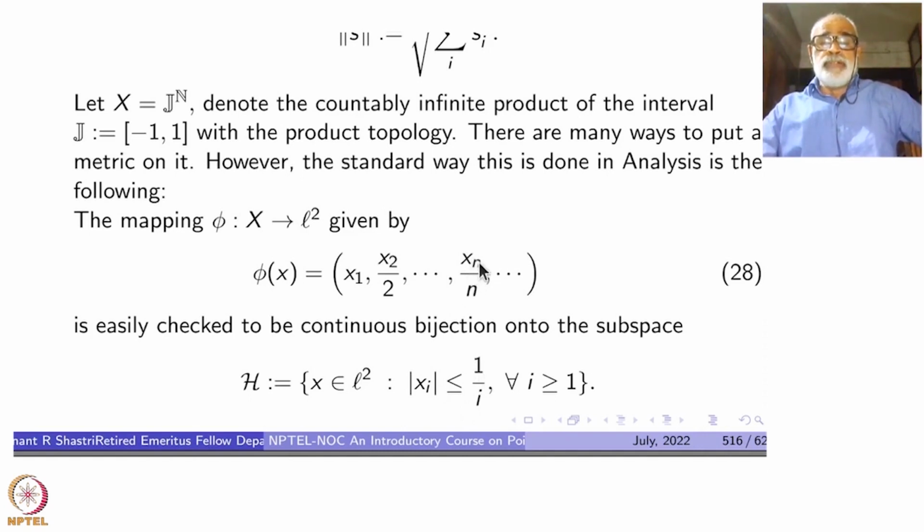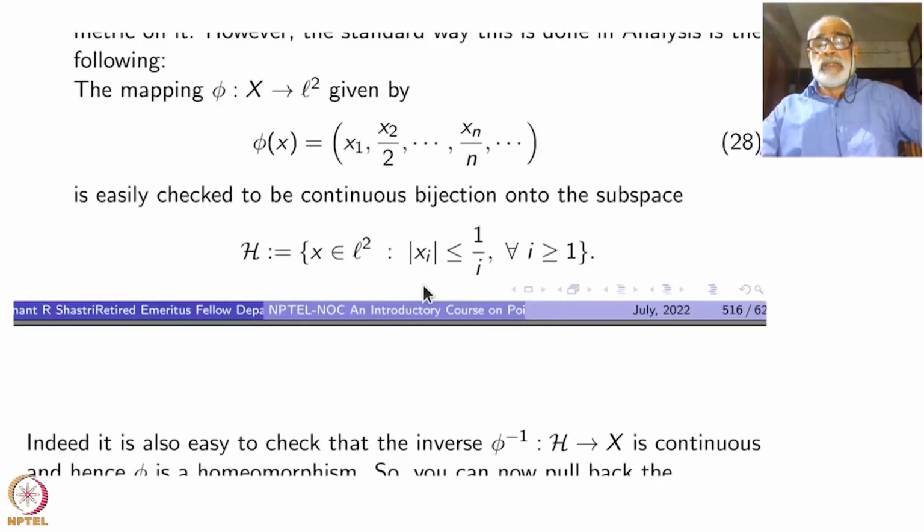Xn is already between -1 and +1. Xn divided by n is less than or equal to 1 by n. So if you put this condition, after multiplying by i, it will still be inside -1 and +1. Therefore, that will be a point of X. So that will show you that this is a bijection. All right, continuity of this one is obvious. So it is a continuous bijection.